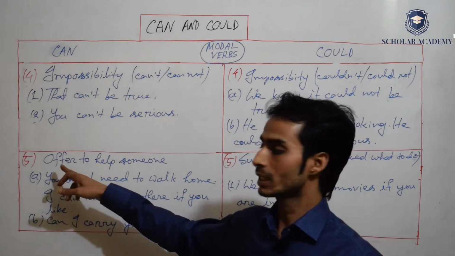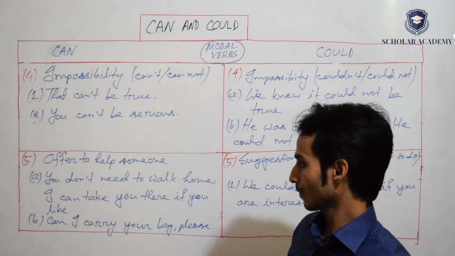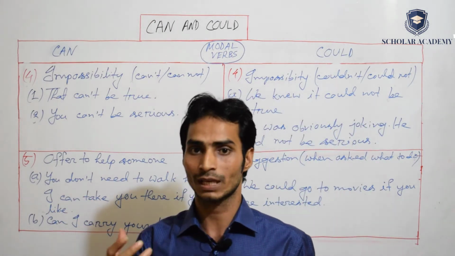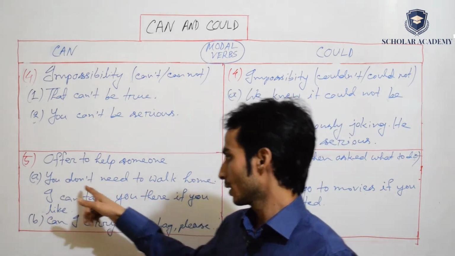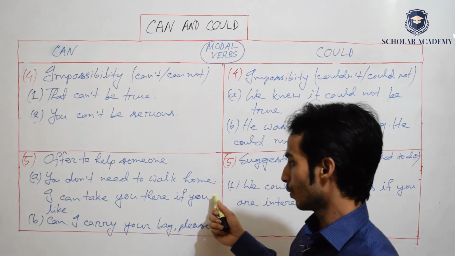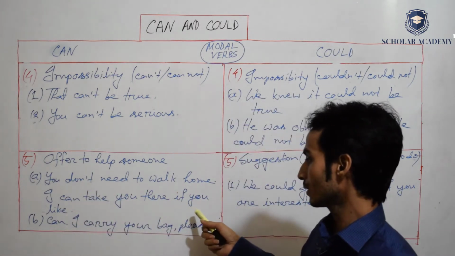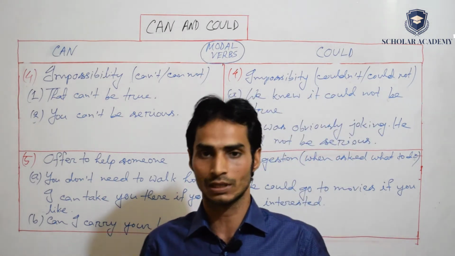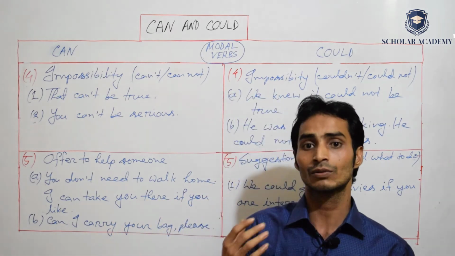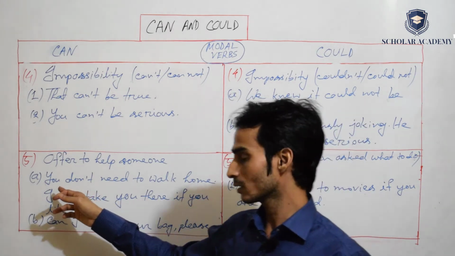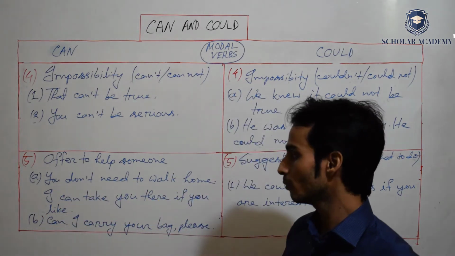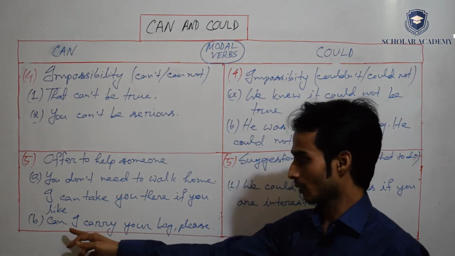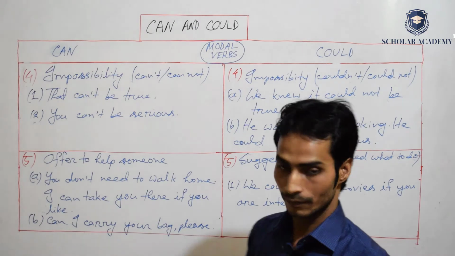So can is used to offer to help someone. Let's look at some examples with it. That means if you want to offer to help someone, you can use can. You don't need to walk home. I can take you there if you like. That means maybe one of your friends is sick. That's why he cannot move here and there. If you want to help him, you can say to him, you don't need to walk home. I can take you there if you like. Another example: can I carry your bag, please?